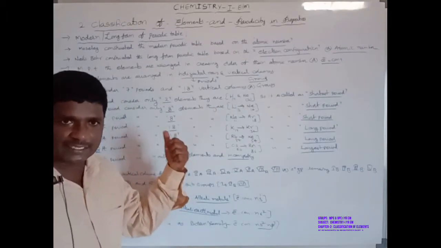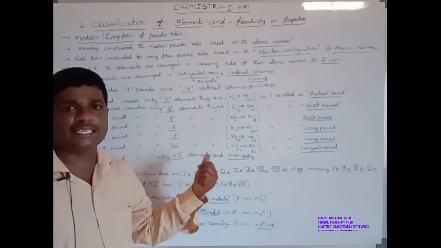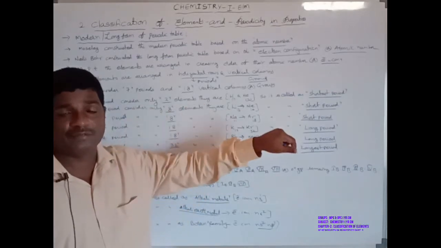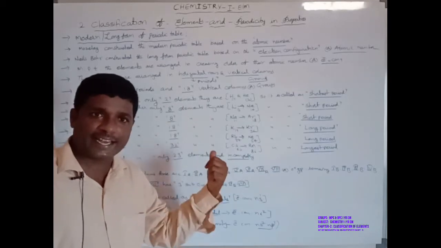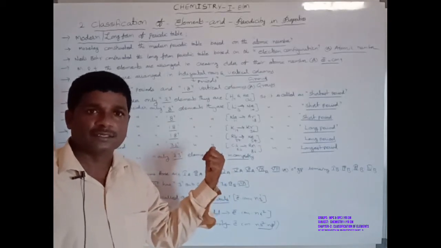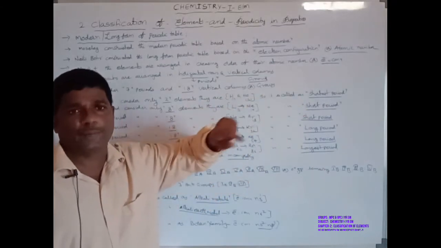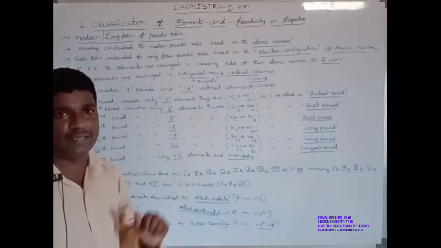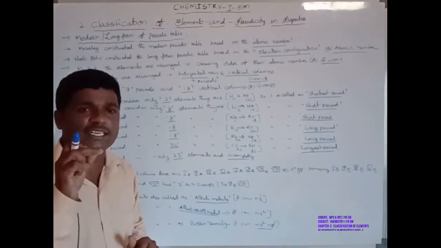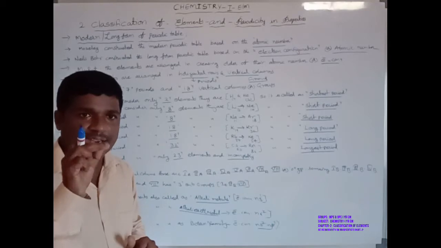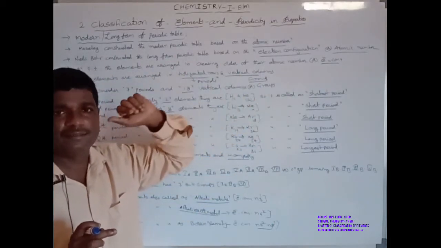The first period exists with only 2 elements, so it is also called the shortest period. Which period? The first period. How many elements are present in the first period? Only 2 elements, hydrogen and helium. So it is also called the shortest period.